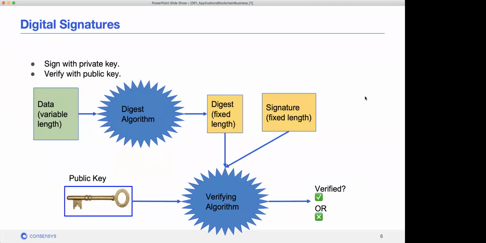And then anyone with your public key can verify that data. And so what they're doing is they're verifying that you signed it. So you keep your private key to yourself, you give your public key to everyone who you want to be able to verify your information. And so it's a way of you proving that, or testifying to some fact. So signing some data.